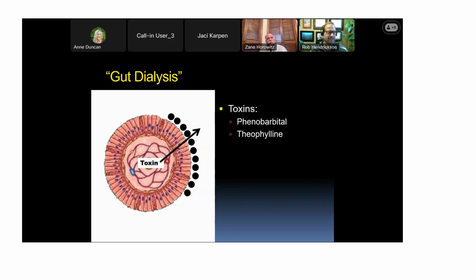How do we know this? There are several studies where they gave intravenous phenobarbital. Half the patients got activated charcoal, the other half did not. And the people who got oral activated charcoal, even though the phenobarb was given IV, had half-lives that were about half as long as the group that didn't get activated charcoal. So it is an effective method of elimination.